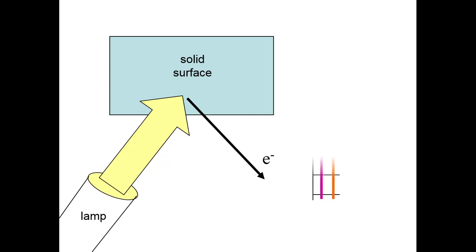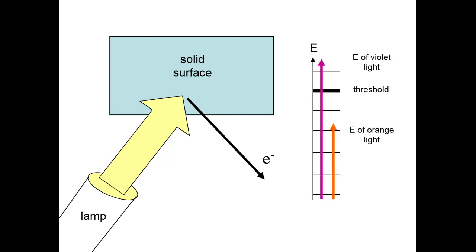As an example, it might be that for our surface, violet light would have an energy greater than the threshold and be sufficient to eject electrons, whereas lower energy orange light would be below the threshold and would not produce photocurrent.